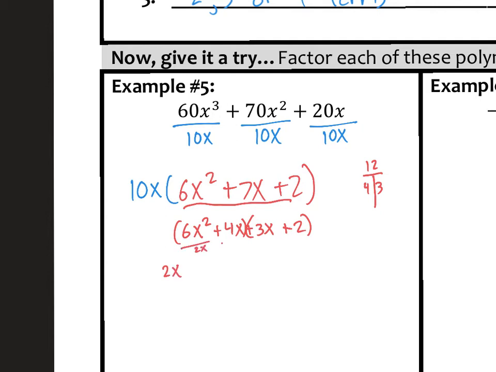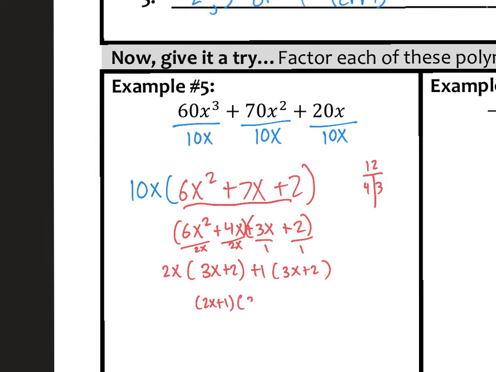Divide both those by 2x, and I get 3x plus 2. In the other grouping, the 3x plus 2, I don't have anything in common. So I just divide out by the plus 1. And I get 3x plus 2. And my two factors are 2x plus 1 and 3x plus 2.